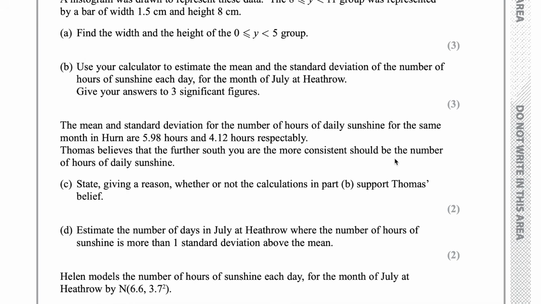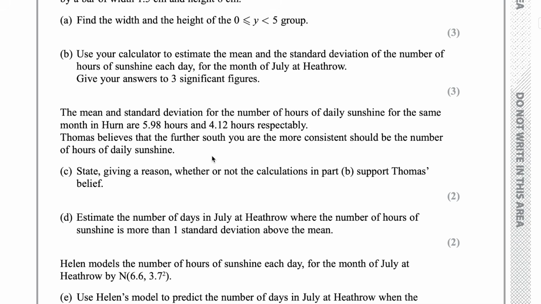So for more consistent sunshine, you want a higher mean, meaning you're getting more sunshine, and you want a lower standard deviation, meaning there's less variation in the amount of hours you're getting. So Herne is actually less consistent than Heathrow, and Herne is actually further south than Heathrow. So this does not support Thomas's belief, because it would be the other way around if so. So we just need to state that in a couple of sentences, and that should be good enough for those 2 marks.